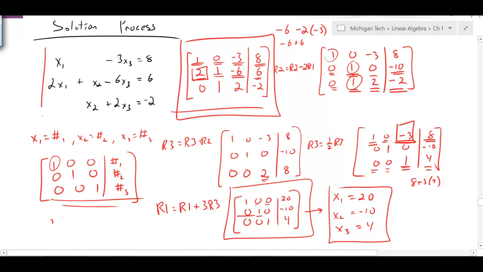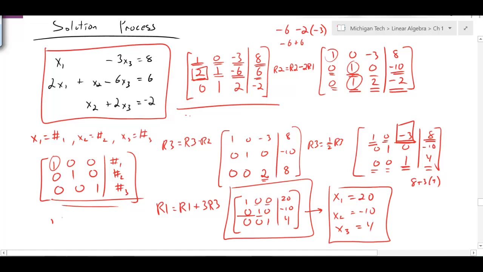So I took my system, I wrote out the associated augmented matrix. I used my row operations to get down to this simplified form, and then I could see my solutions. In this case, I have one unique solution. My solution is x1 equals 20, x2 equals negative 10, and x3 equals 4.